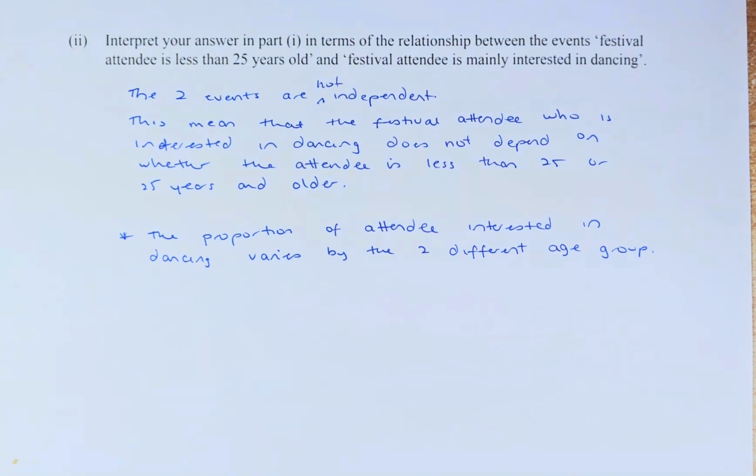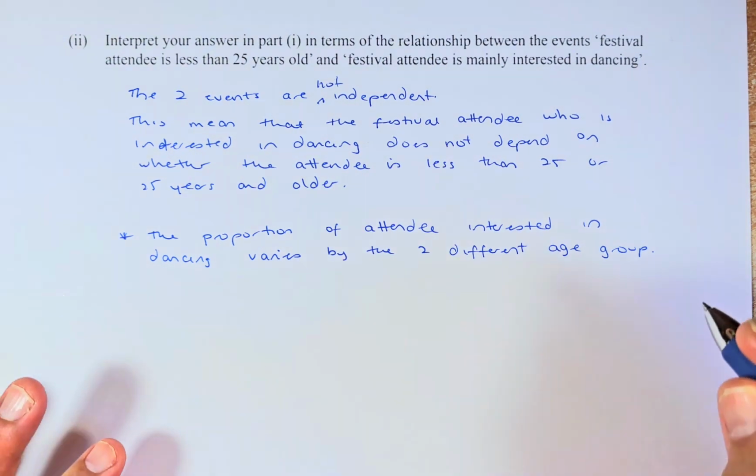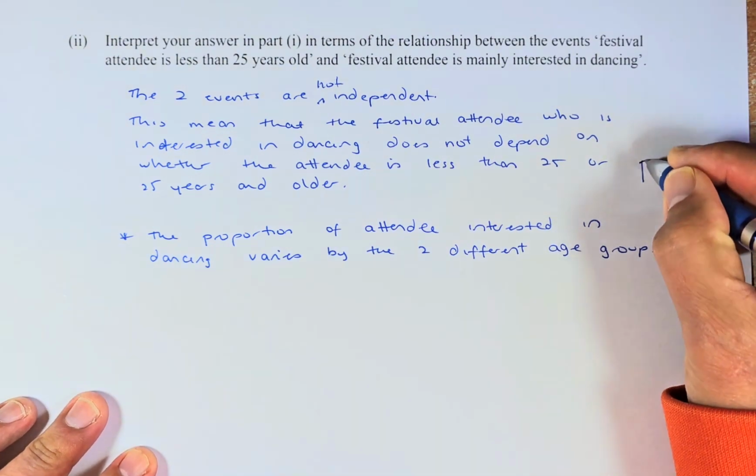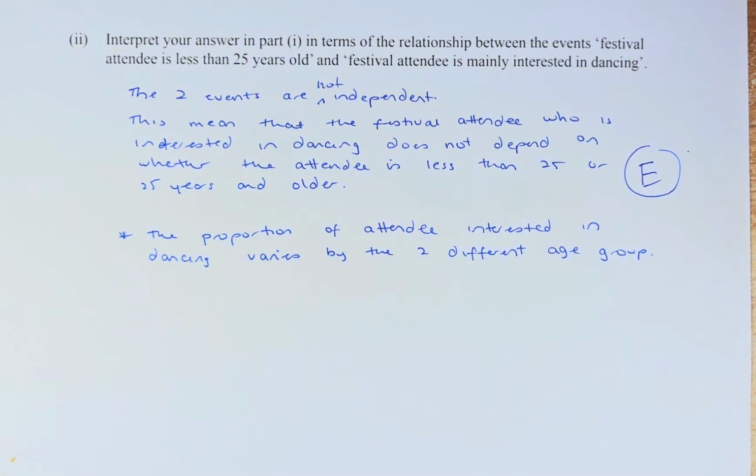In other words, this is what is written in the marking schedule: the proportion of attendees interested in dancing varies by the two different age groups. So they are not independent. That is how you answer. If you answer part 1 and part 2 like this, you will get an excellent. Remember, not independent means one does not depend on the other.